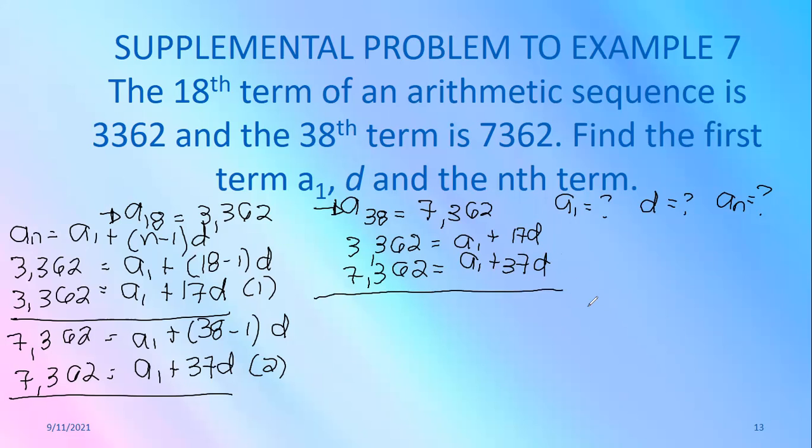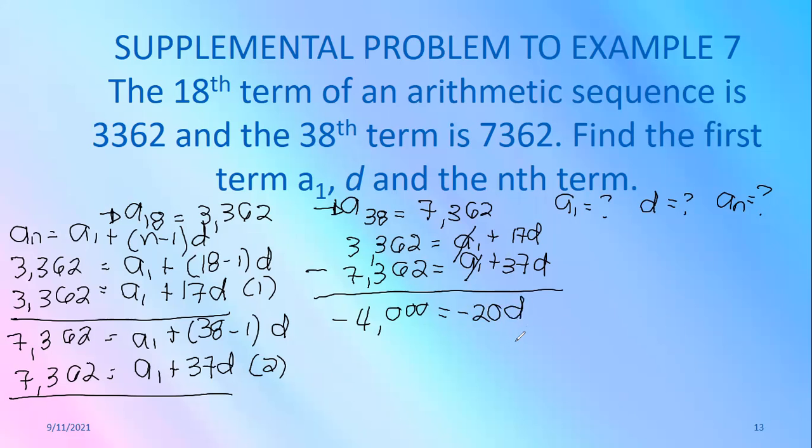So what method am I going to use for these two equations? Parang pinakamadali na gamitin diyan is yung elimination method. So ang gagawin ko lang, subtract both sides of your equation. So this will be negative 4,000, which is equal to, so mag-cancel si a sub 1. 17 minus 37, that's negative 20d.